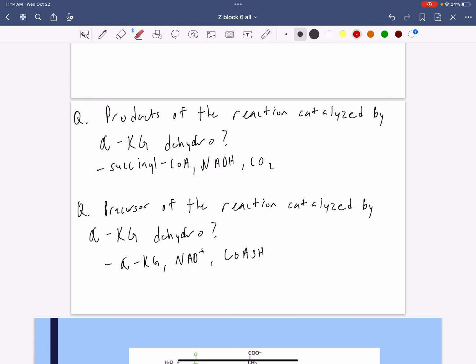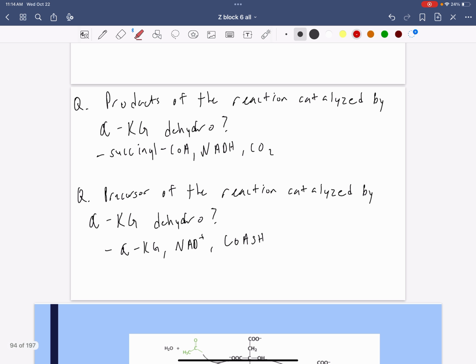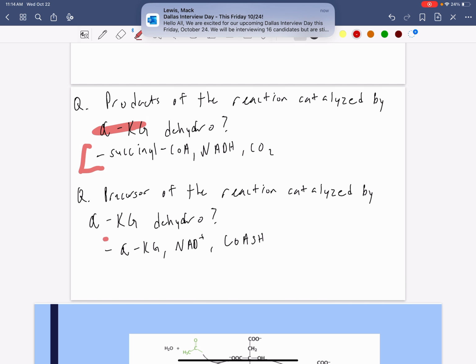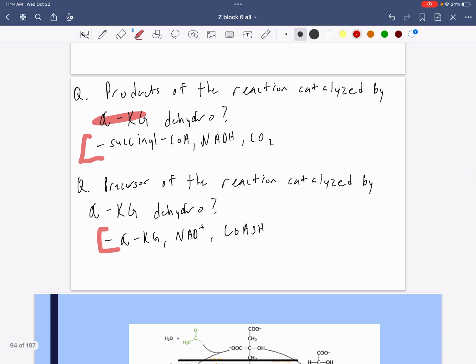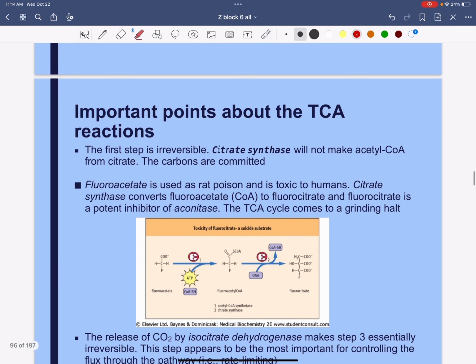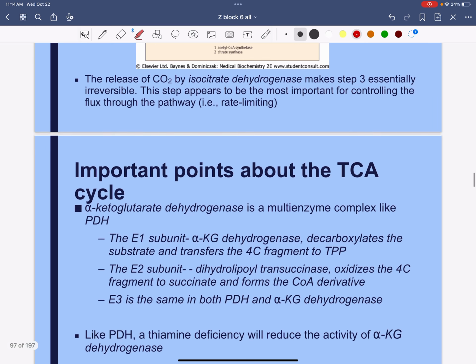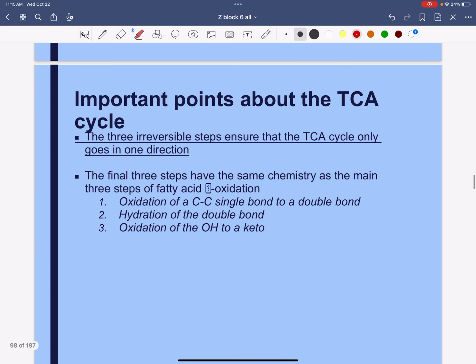And then your next one is alpha-ketoglutarate dehydrogenase, the 2 important ones we have to know for all the products. You have succinyl-CoA, NADH, and CO2 as your products, and then your precursors are alpha-ketoglutarate, NAD+, coenzyme A. And that's pretty much it.